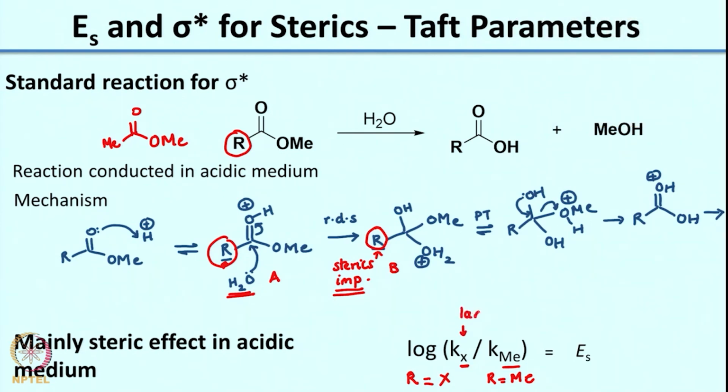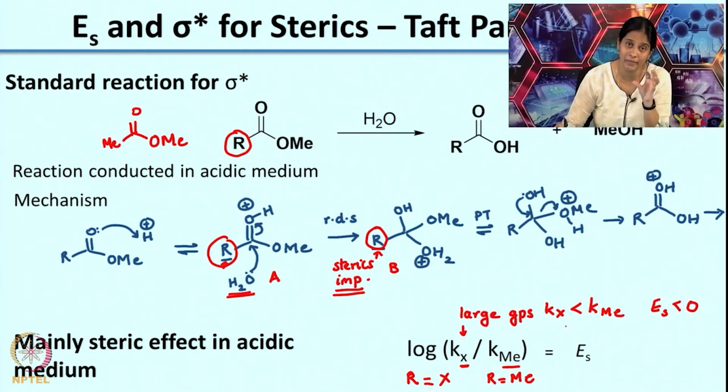So if you have large groups, Kx would be less than Kme. And if Kx is less than Kme, what would that do? You would have Es which is negative. Whereas if you have small groups, as in you are comparing it with respect to Me, so if you have groups smaller than Me, then Kx will be greater than Kme and then you will have a positive value. So you will have Es greater than 0.